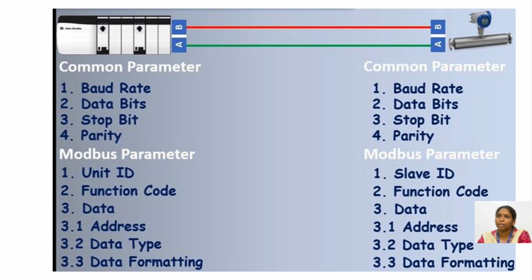So the common parameters between the master and the slaves are baud rate, data bits, stop bit and parity bit. Whereas the Modbus parameters between the master and slave are unit ID, slave ID and function code, data address, data type and data formatting.